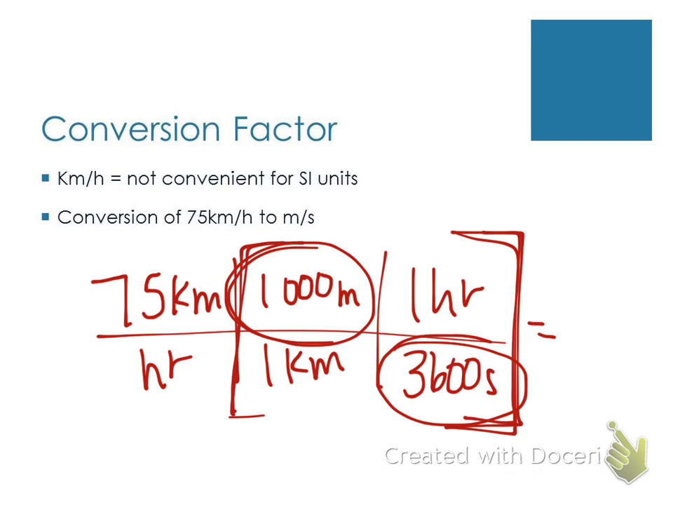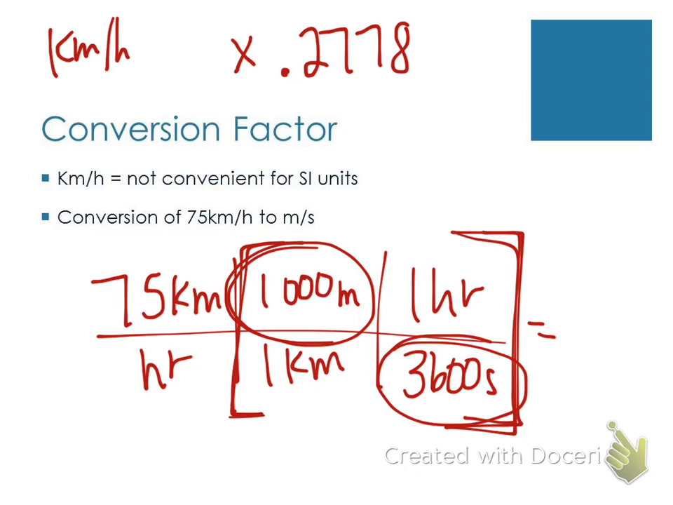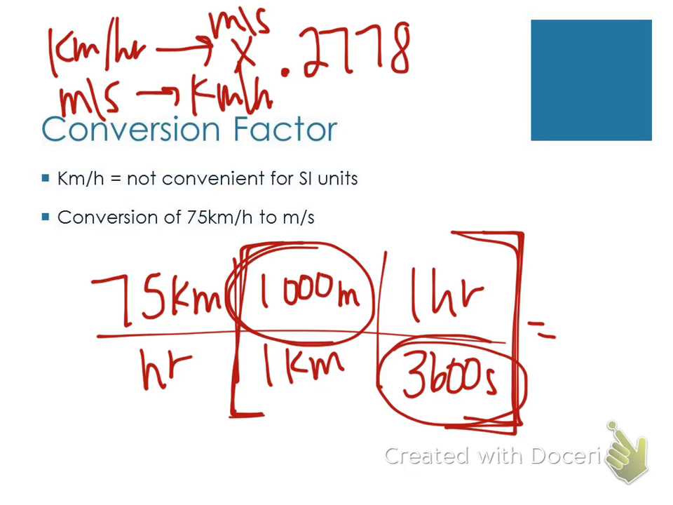So what I want you to do is this. We're going to create a little shortcut here. If I want to go from kilometers per hour to meters per second, I'm going to multiply by 0.2778. You don't have to use a shortcut now, but it's going to speed things up. So if I want to go from kilometers per hour to meters per second, I would multiply. If I need to go the other direction, what would I do? Yeah, divide by 0.2778.